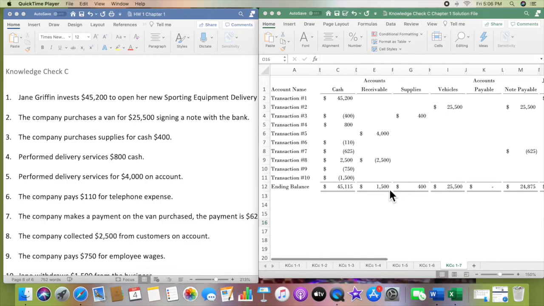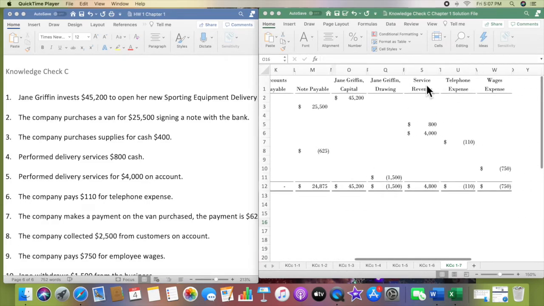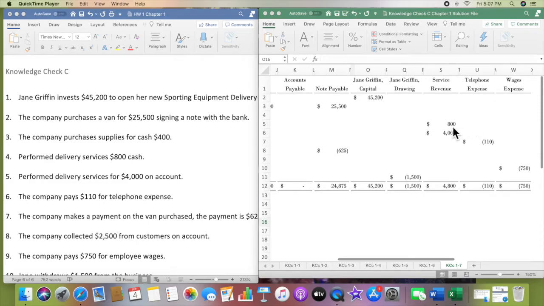Alright, so Jane performed her first delivery. She delivered sporting goods for $800 cash. So we have two accounts being impacted here. We have our cash account increasing by $800 because we were paid cash for that delivery service. And we have our service revenue account being impacted, and that's an increase of $800 in service revenue.